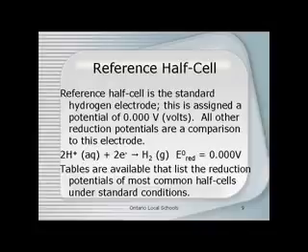In a reduction reaction, the electrons are added to the species and it reduces the amount of positive charge, and you can see that's what happened here. There are tables available that list the reduction potentials of most common half cells under standard conditions.